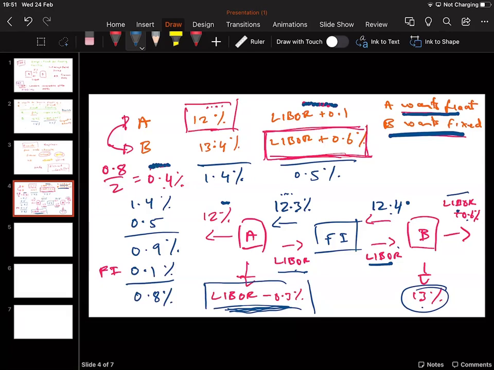And then the only final thing we need to verify is whether the financial institution got 0.1 of a fee. When we look at the rates, the LIBOR cancels with LIBOR, and they received 12.4, paid out 12.3, they're up 0.1%. So they also get a 0.1%. And the swap then works.